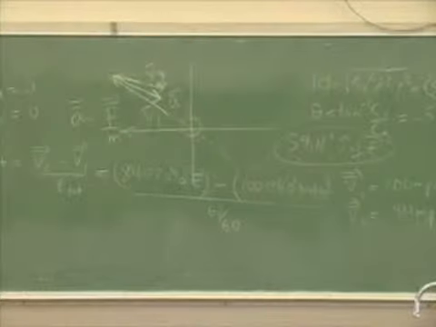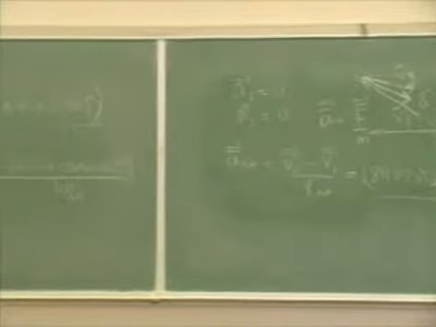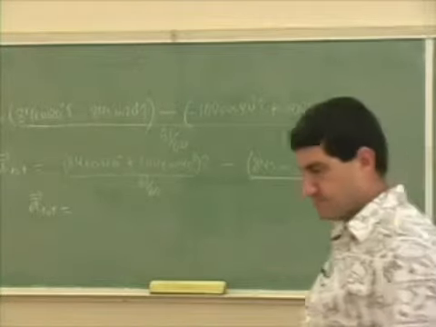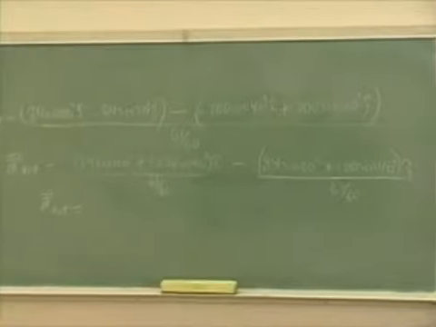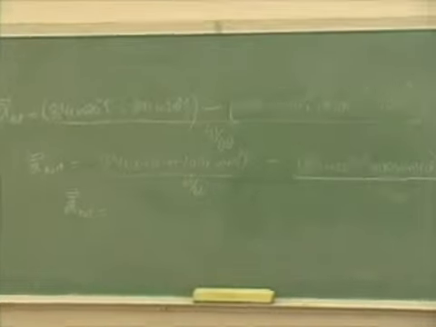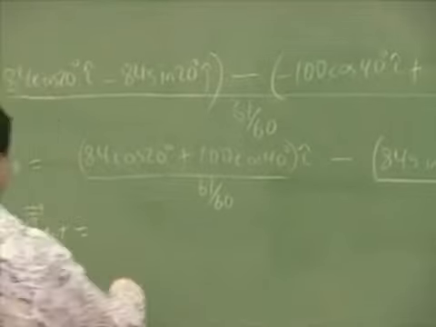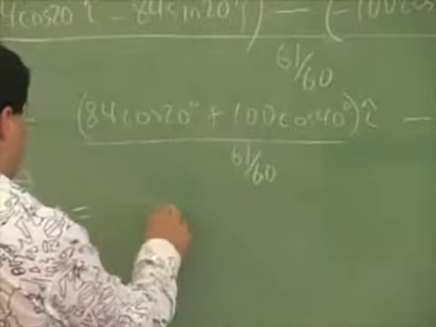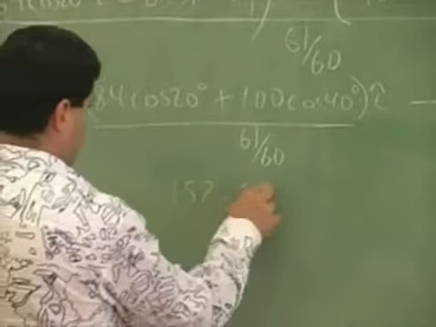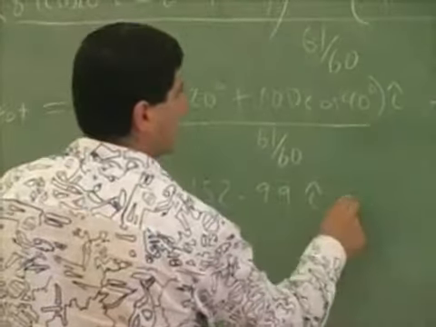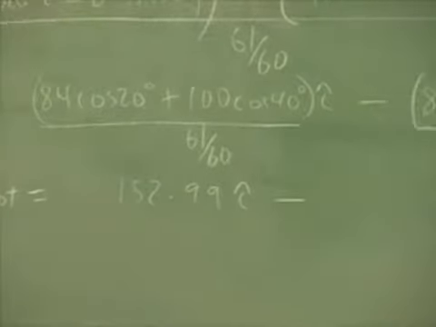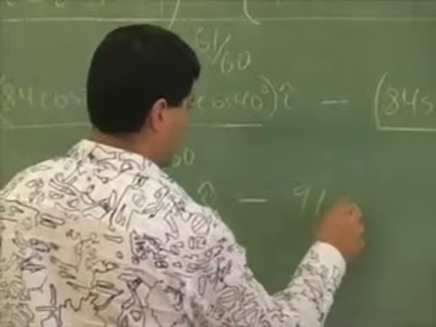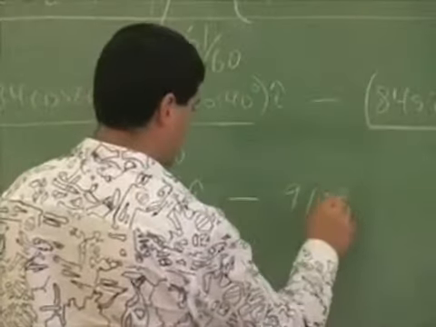Any answers? What does this first one come out? 152.99. Then this one should come out minus 91.48.